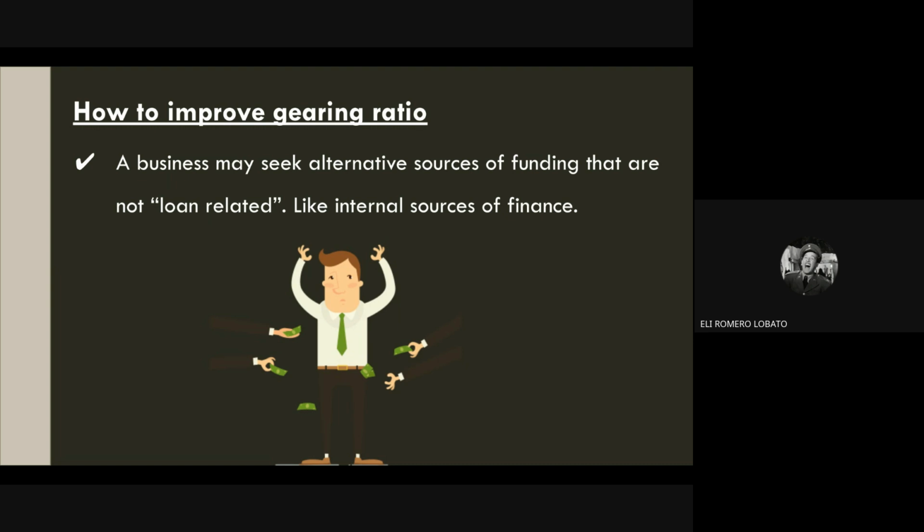As a conclusion, try to rely more on internal sources of finance, such as retained profits or share capital, instead of external sources of finance, because external sources incur interest charges. Okay? Thank you very much.